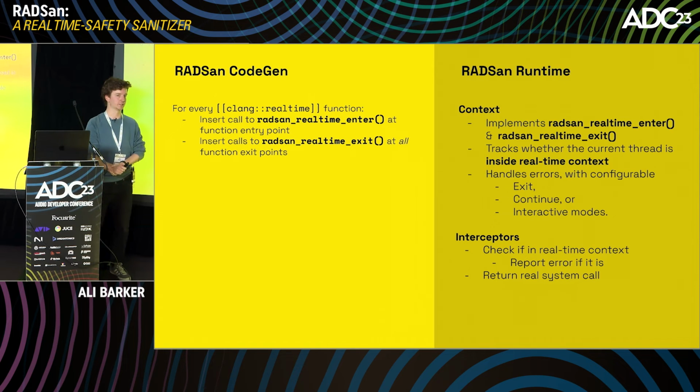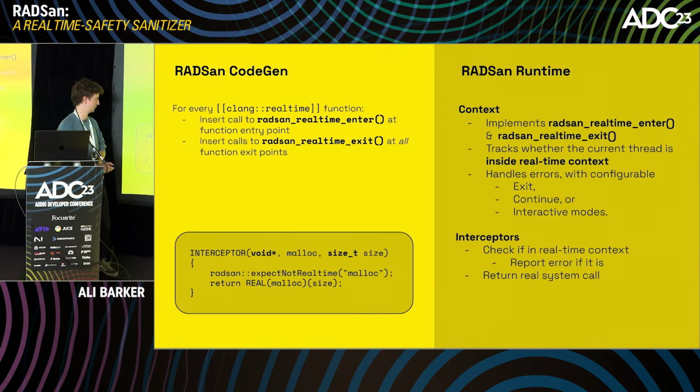The other part of the runtime are the interceptors they've talked about. The interceptors that we use are pretty simple. They only do a couple of things. They firstly check whether we're inside the real-time context. If we are, then we will report the error. And then afterwards, it just returns the actual system call. If you're in the exit error handling mode, then that real system call won't happen because the program has just exited at that point. But if you're in continue or interactive modes, then it will just return the real system call. So that's what they look like. We just have the first line, which checks whether we're in real time and handles the error if so, and then just returns the real system call.